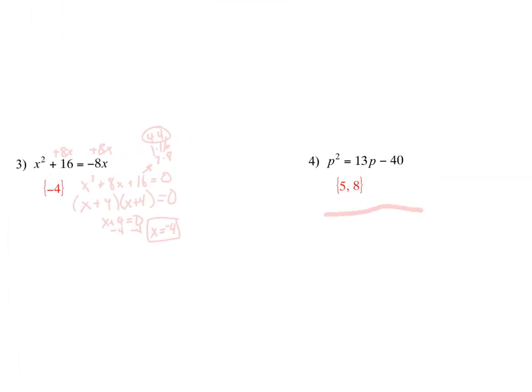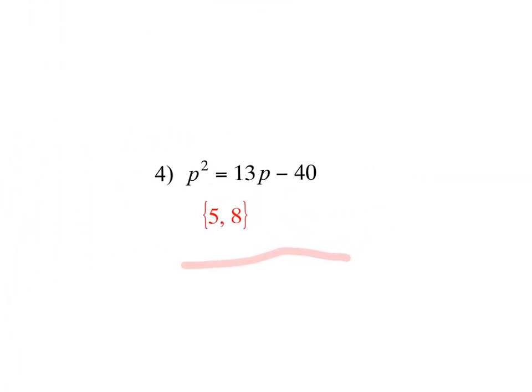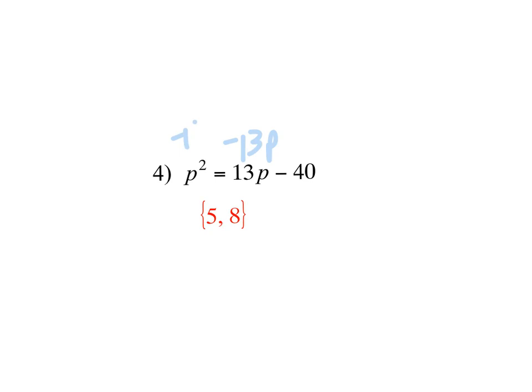All right, number 4, more of the same. Oh, I need that here. All right, so we got to move 2 things on this one. We're going to have to move the 13p by subtracting it. We're just simply playing musical chairs here. We're just moving it. And we got to add the 40 over.